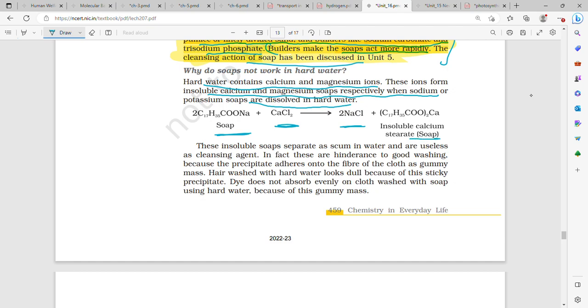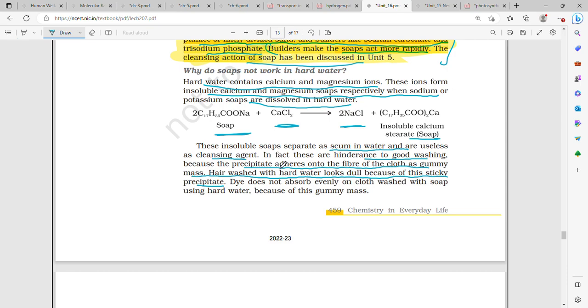These insoluble soaps separate as scum in water and they are useless as cleansing agents. In fact, they are a hindrance to good washing because the precipitate adheres onto the fabric of the cloth as a gummy mass, and hair washed with hard water looks dull. Why? Because of this sticky precipitate.